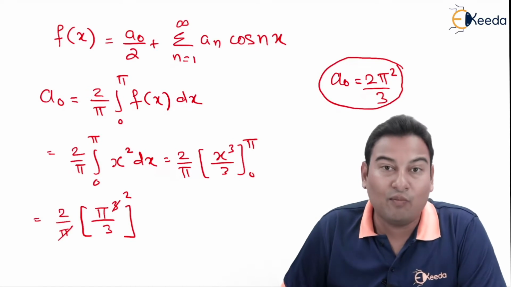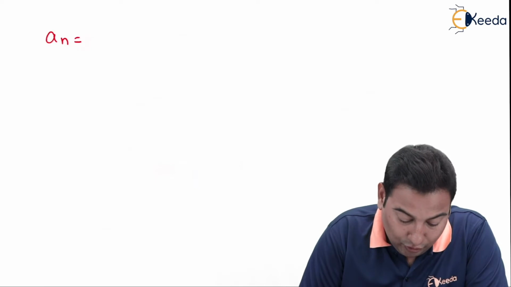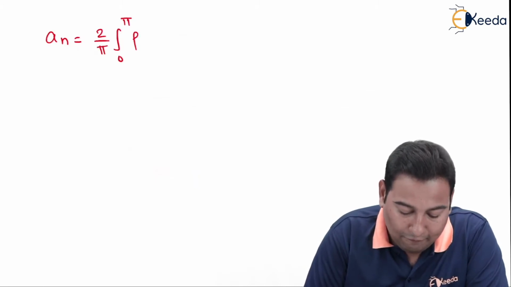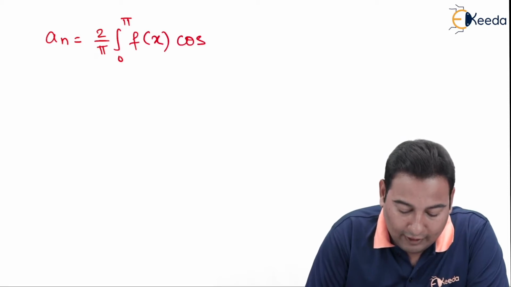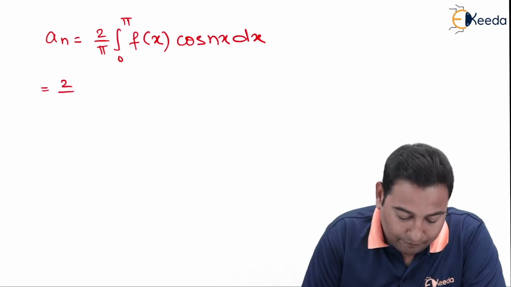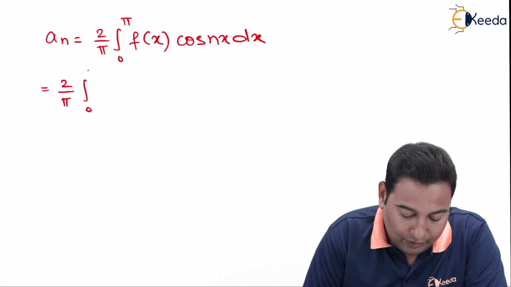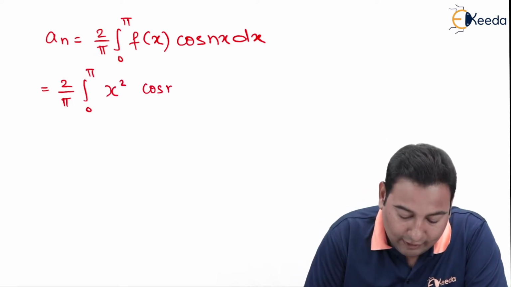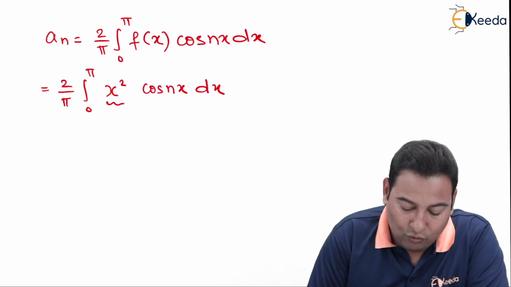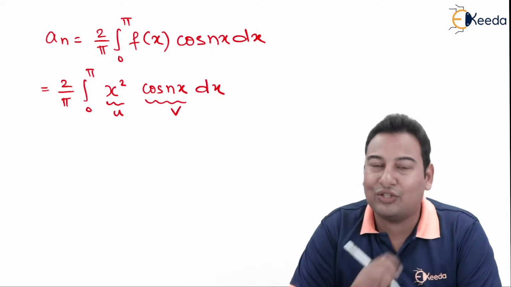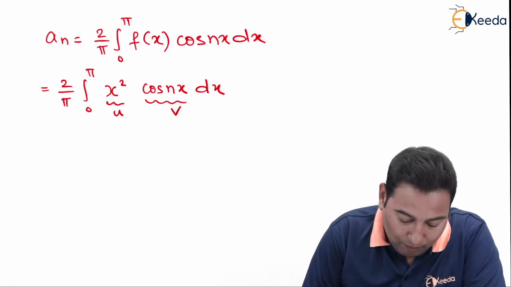We need to find one more term, that is an. The formula for an is 2 upon pi integral 0 to pi f of x cos nx dx. This is 2 upon pi integral 0 to pi, f of x given to us is x square into cos nx dx. This is my u, this is my v. Log inverse algebraic trigonometric exponential. Three steps. Use brackets properly.